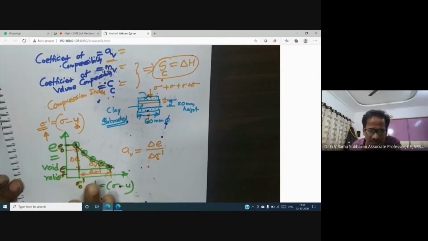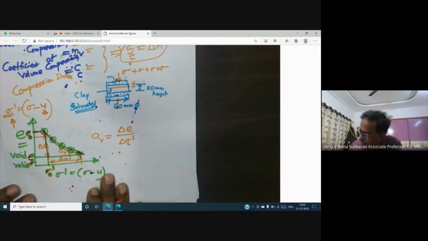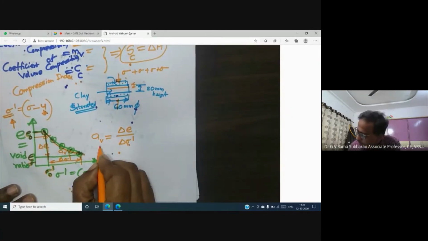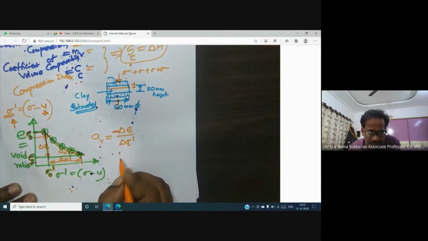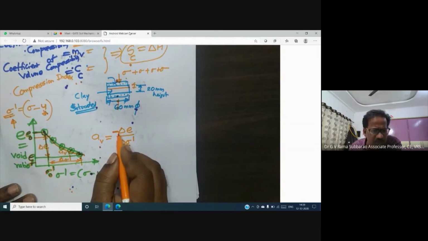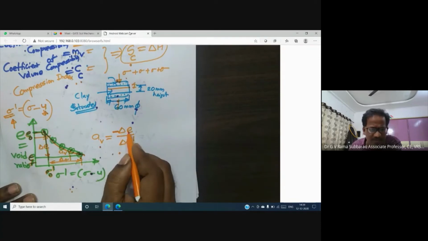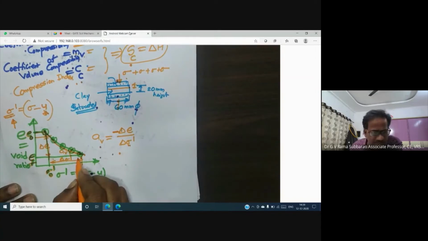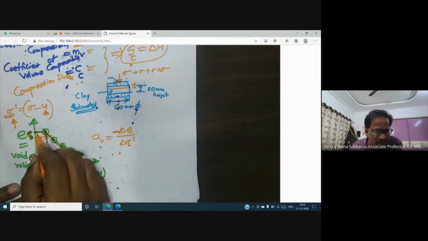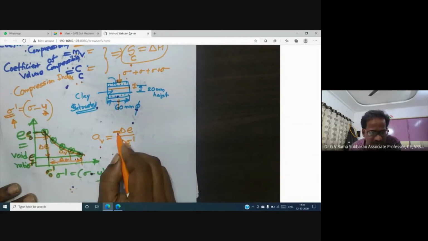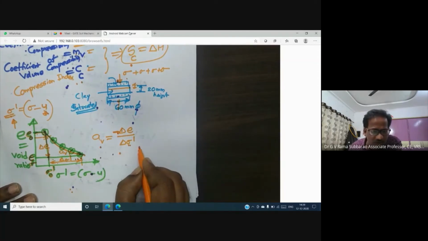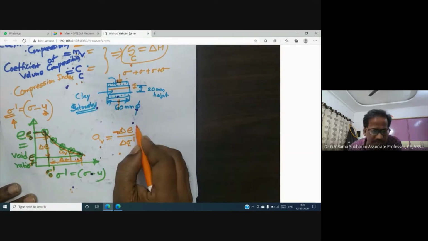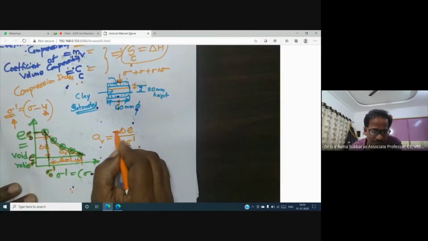So that's why let us see now, without any hesitation, coefficient of compressibility is equal to minus delta e by delta sigma dash. Somebody can ask me, why you are writing minus? My interest behind writing minus: this minus sign indicates when effective stress is increasing, void ratio is decreasing. This is a negative trend. This minus indicates as the effective stress increases, that means as the consolidation is in progress, void ratio decreases.